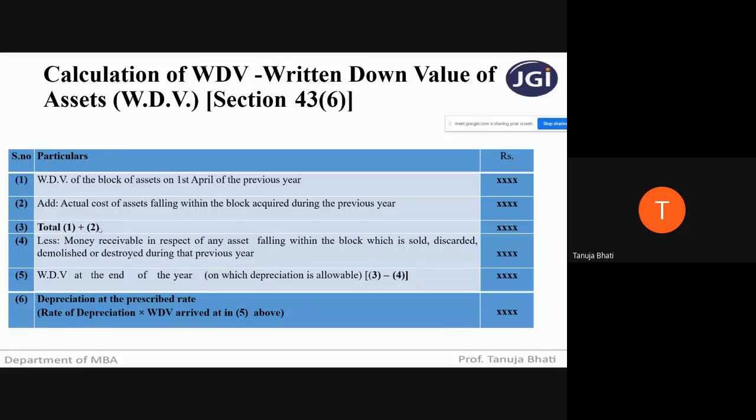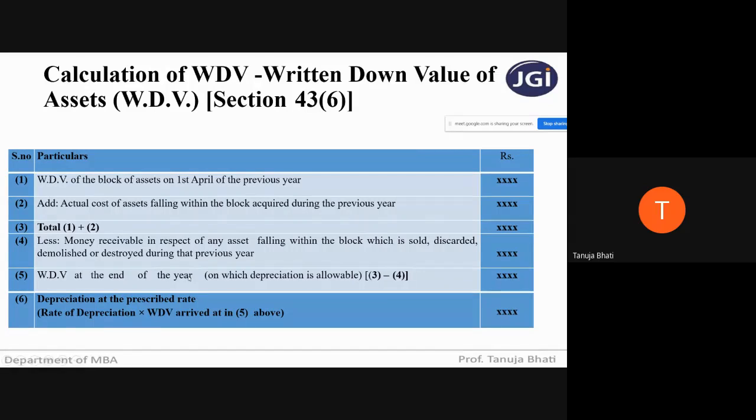Now, from that block of assets, if you're selling some asset, then less the money receivable in respect of any asset falling within the block which is sold, discarded, or demolished during the previous year. If you're selling any portion of that asset, you have to deduct it. Then you will get the WDV at the end of the year. How will you get it? Point number 3: the total asset that you have minus the asset that you have sold, you will get the WDV at the end of the year.